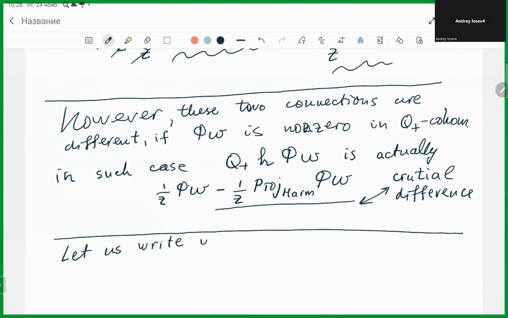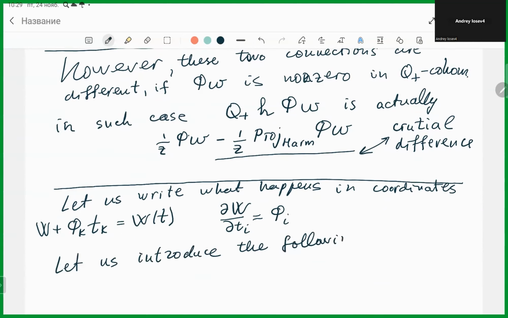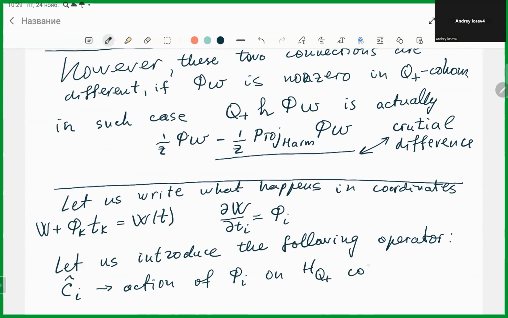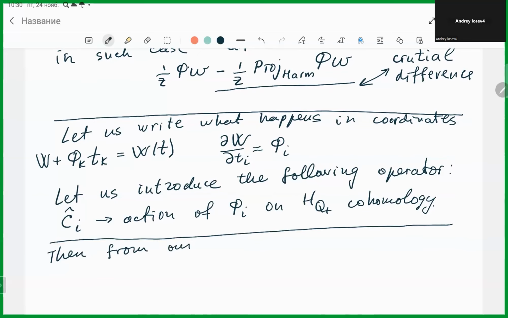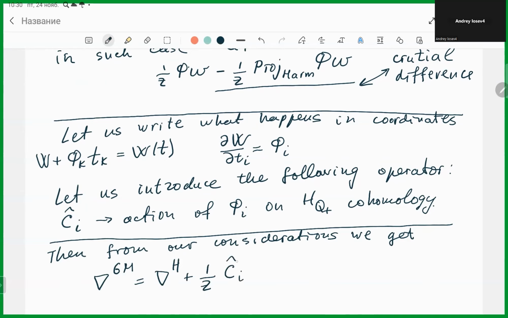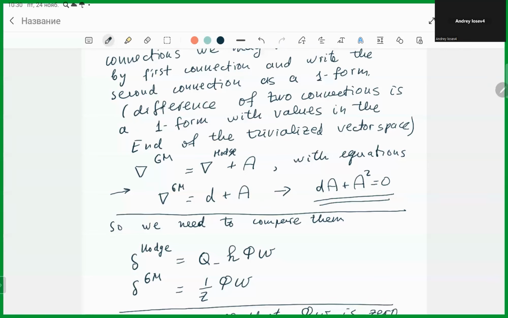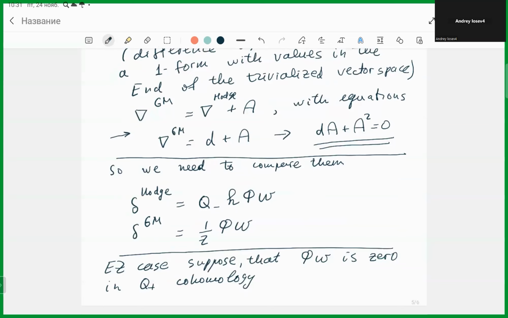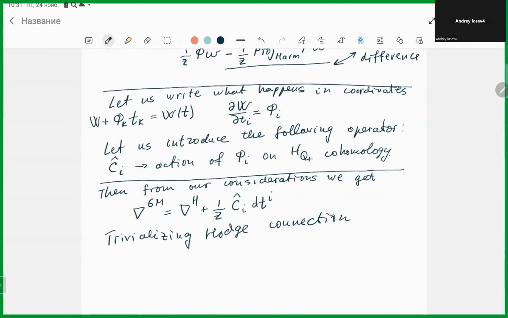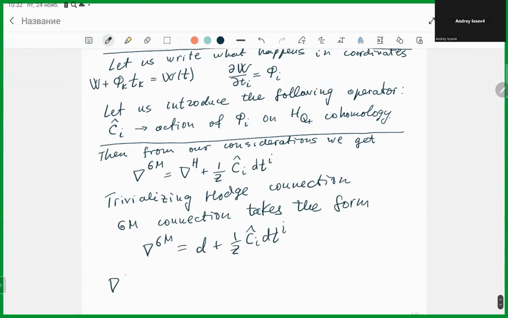And that is interesting. Let us write what happens in coordinates. So we have phi k, t k. Let us introduce the following operator, C i, the action of phi i on Q plus cohomology. Then from our consideration, we get the difference between Gauss-Manin and Hodge is 1 over z C i dt i. And now I will apply this idea to get such an equation. However, this equation would be very interesting. It will be an equation with spectral parameter. By trivializing the Hodge connection, I will say that the Gauss-Manin connection takes the form, and then the Gauss-Manin connection squares to 0. From this we find equations.